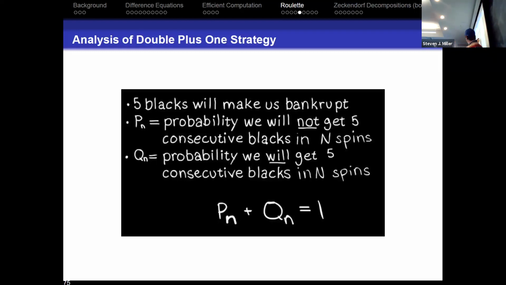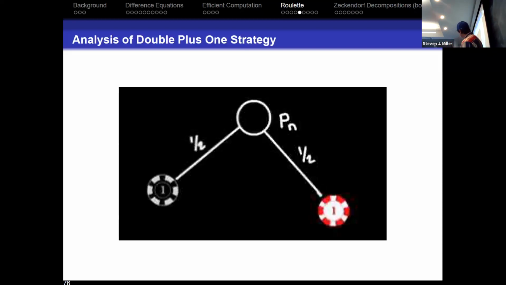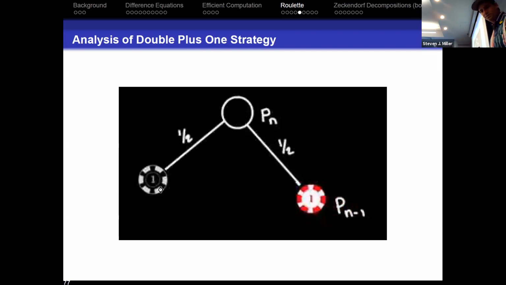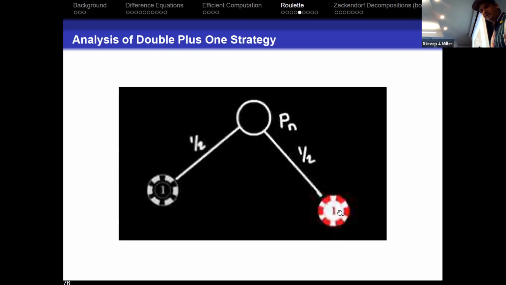Okay, now if n is small, like 3, what is P3? What is the probability we don't get 5 consecutive blacks in 3 spins? 1. Small values we can compute very easily. We can actually write down a recurrence relation. So hopefully this is readable. We start off with Pn, and then on my first spin, one of two things happens. I either get a black, and I end up over here, oops, or I get a red, and I end up over here.